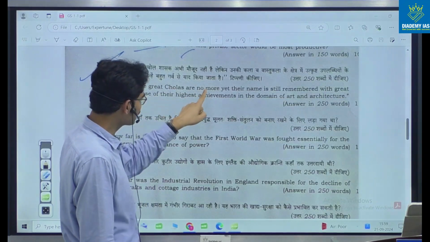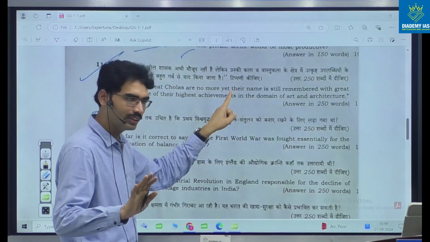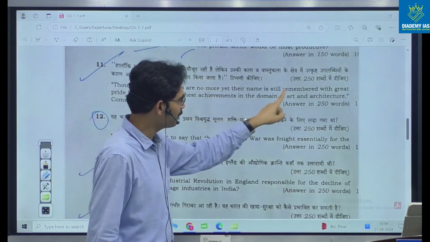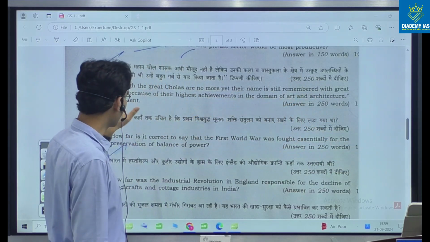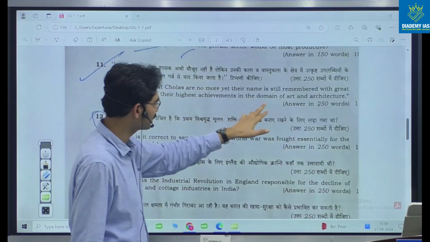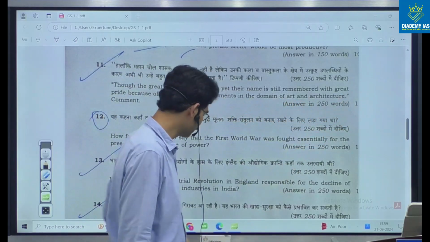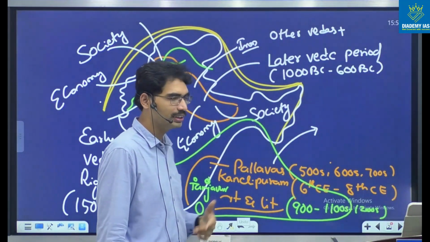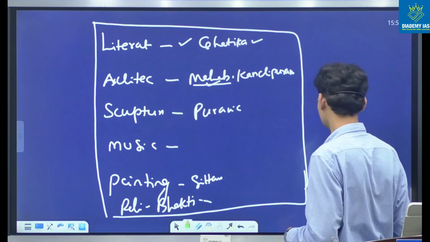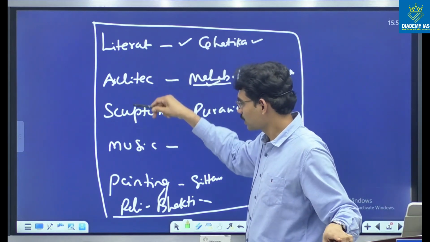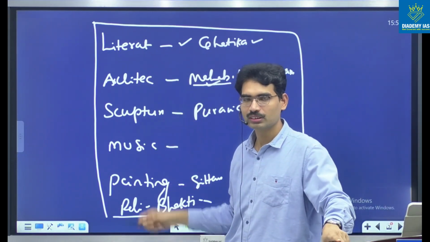Though the great Cholas are no more, they are not living now, yet their name is still remembered. Yet we are still remembering Cholas with great pride because of their highest achievements in the domain of art and architecture. So art and architecture. In these places, the structure is going to be like this: literature, architecture, sculpture, music, painting and so on.